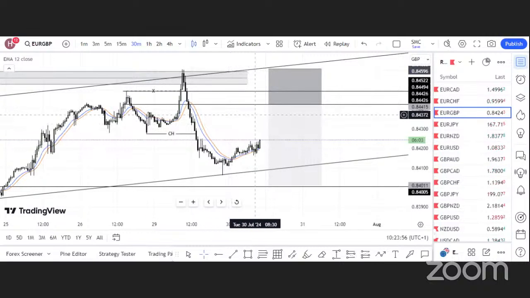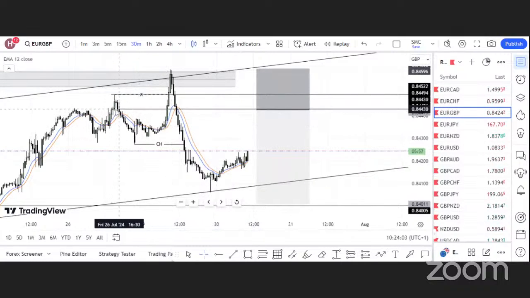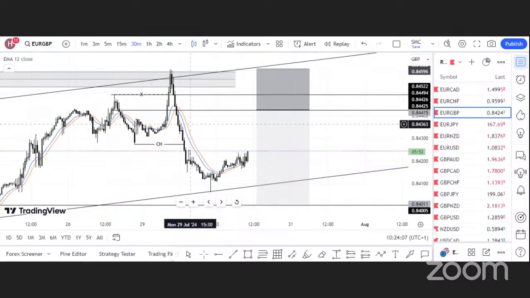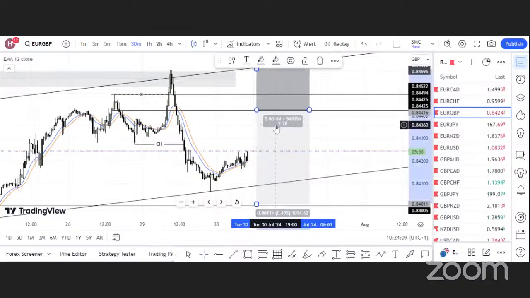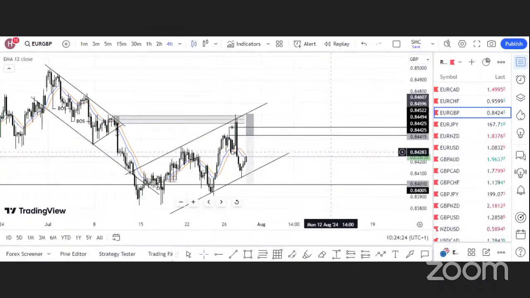All right, so Euro GBP, you see, so I have my analysis, and the market kind of looks like when it gets to this point, there's going to be a move to the downside. So let's go back to the higher time frame. Let's go back to the 4 hour time frame.